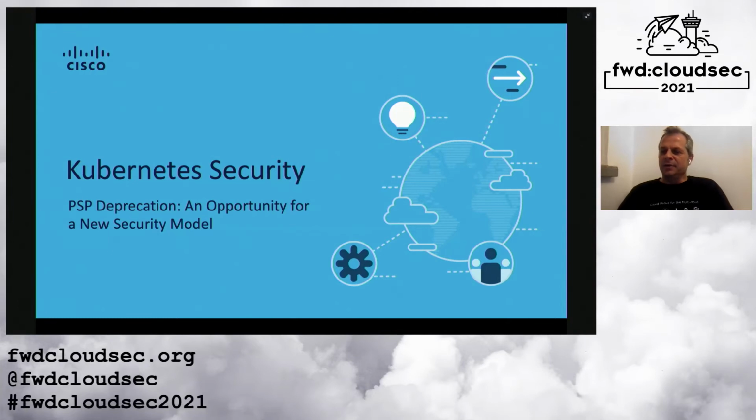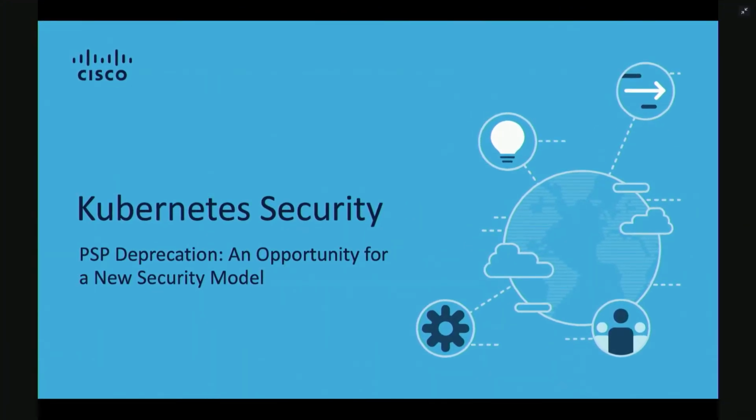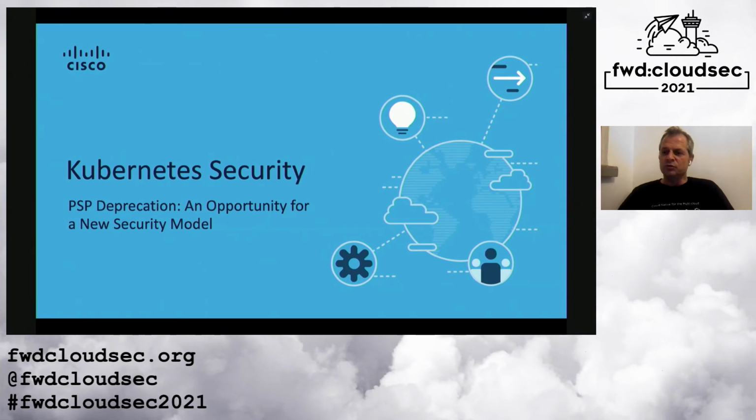The main reason for this talk is the recent deprecation of PSP. PSP was deprecated in Kubernetes version 1.21. There's a new model which was presented in version 1.22. It's still work in progress. So it's going to be a good opportunity to discuss the security context, what we can do in Kubernetes, and how powerful this utility can be. So that's the topic of today.